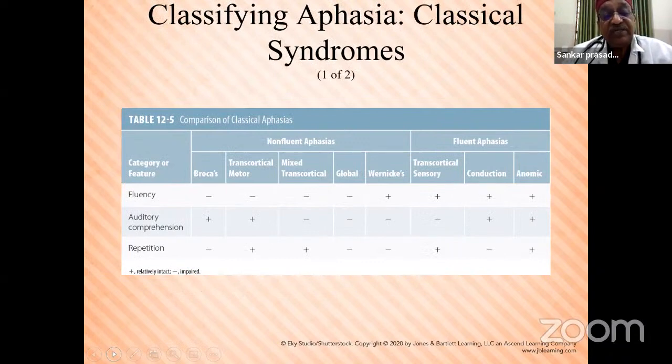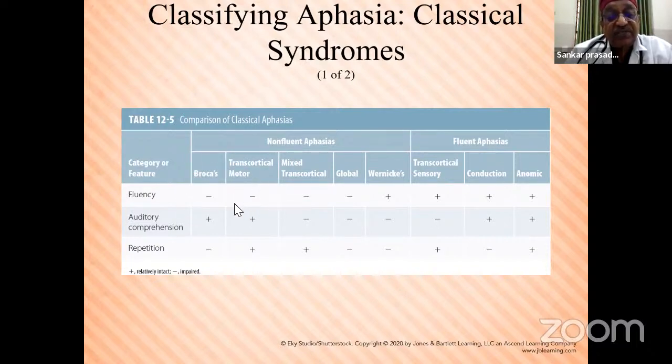Classical aphasia, as I said, is non-fluent and fluent. How will you differentiate? The most important test is repetition. First, non-fluent and fluent will be discussed. Comprehension is an important aspect. Auditory comprehension is preserved in Broca's aphasia, whereas in Wernicke's it is lost. Fluency is preserved in Wernicke's and it is lost in Broca's.